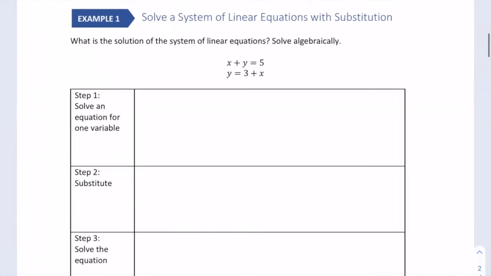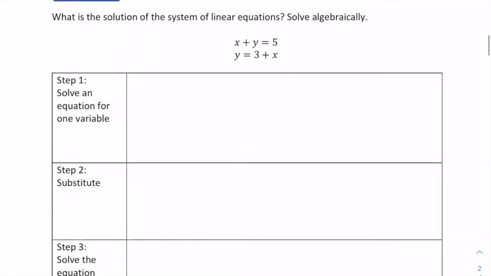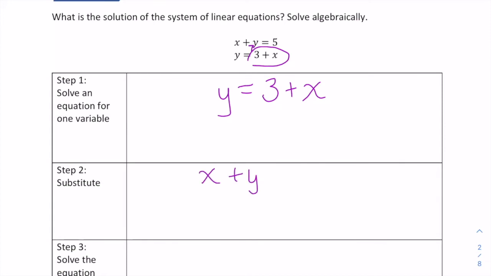Okay, let's go to the first example. So we want to find the solution of this system of linear equations, and we can see pretty clearly that on the second equation, you already have the variable isolated. So it's easier to use that equation since we already know that y equals 3 plus x. Now for the second step, we're going to plug that value in to the other equation. So remember, it was x plus y equals 5. And we're going to put this whole expression in for y. So that'll be x plus 3 plus x equals 5.